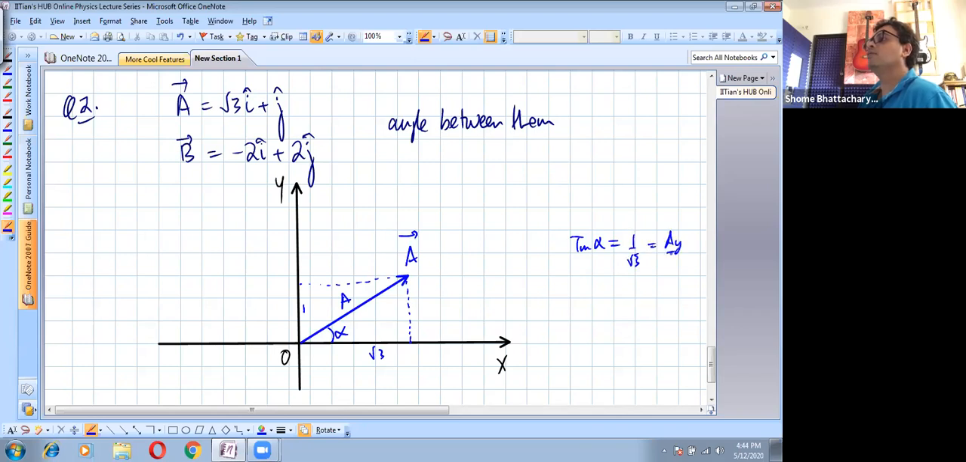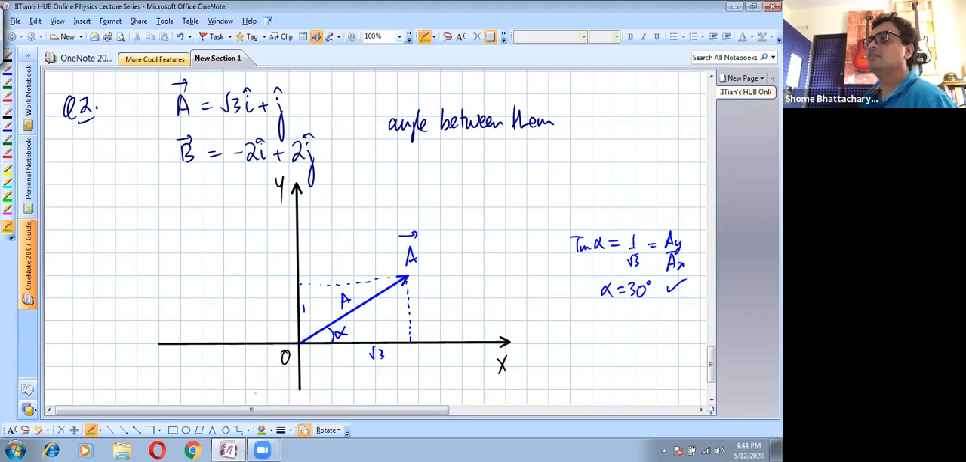So it is basically equal to E's y component divided by E's x component. So that means alpha is equal to how much? 30 degrees. This is the first thing. And if I require, I can find A also, but I don't really need that. So I didn't find the magnitude. Now, similarly, let me draw the vector B in the same diagram.